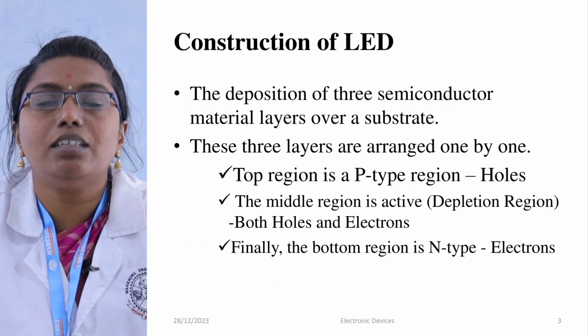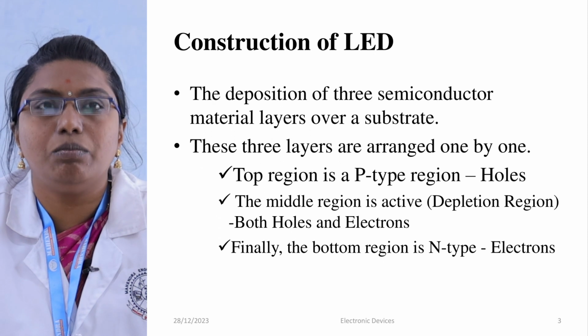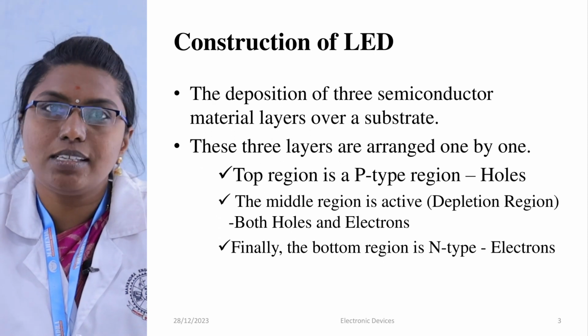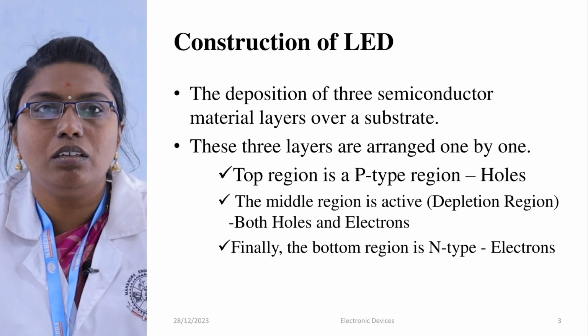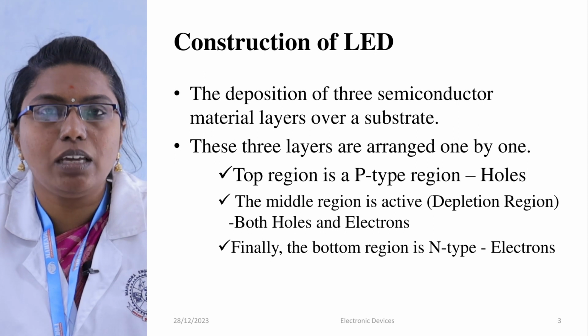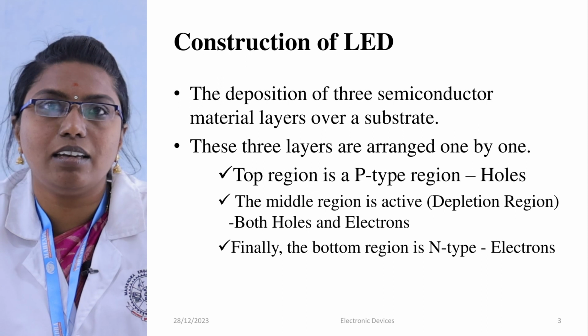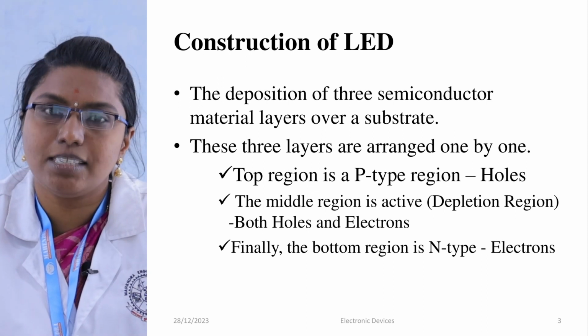Next we will see about the construction of light emitting diode. So here the deposition of three semiconductor materials takes place over the substrate. It contains three layers which are arranged one by one. The top layer is doped by p-type material. In p-type material the majority charge carriers are holes. Because of these charge carriers only, current conduction takes place.